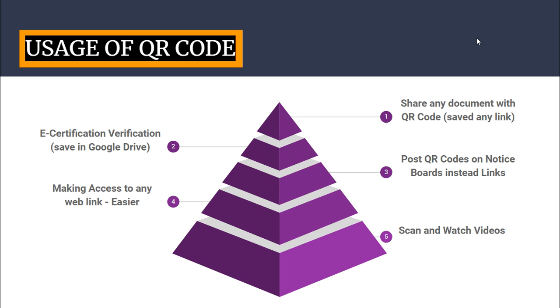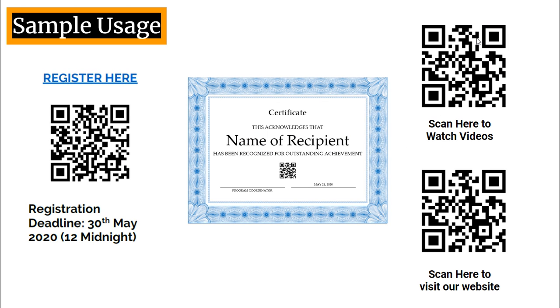And the last one is scan and watch the videos. If you're working with a notice board, how will you post the video? Simply you can attach a QR code to the notice board and anyone can scan it with the scanner and can watch the videos, or retrieve the link where the video is present. So these are a few examples.